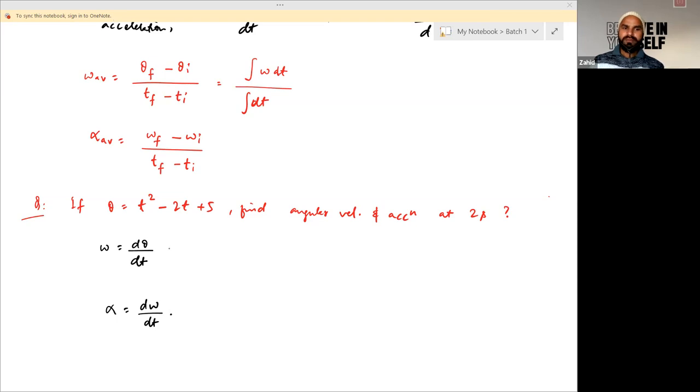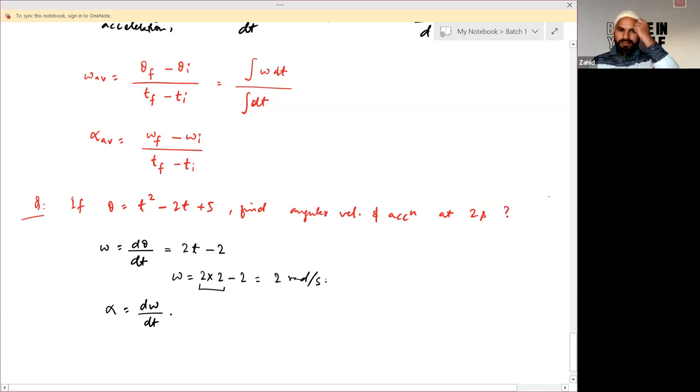If you simplify it using this method, we have t squared. On differentiation, it will be 2t minus 2, as 5 is constant. So on differentiating, it will be 0. If you put t to be 2 seconds, you will get omega equals 2 into 2 minus 2. So 4 minus 2 will be 2 radian per second, which is the unit of angular velocity.